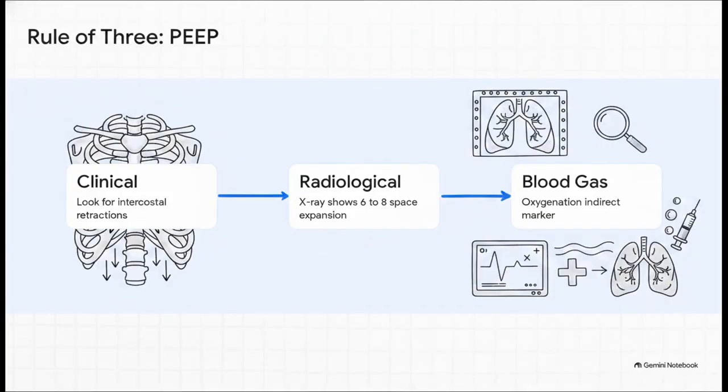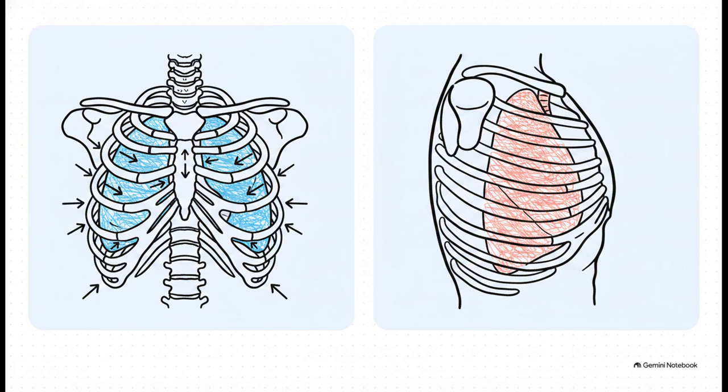Just like with PIP, we've got a rule of 3 to make sure our PEEP is on point. Clinically, you're watching the ribs for any intercostal retractions. Radiologically, you want to see about 6 to 8 rib spaces of expansion on an X-ray. And then there's the blood gas and SpO2. PEEP is a massive player in driving your mean airway pressure, which directly dictates how well we're oxygenating the baby. It's a really delicate balance.